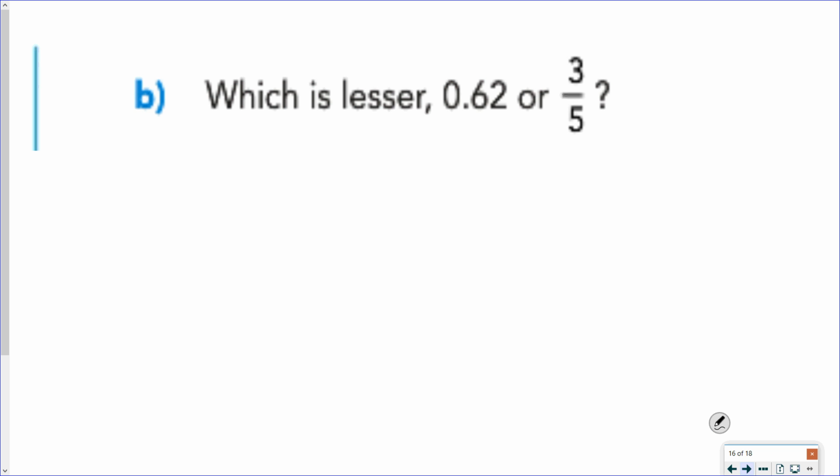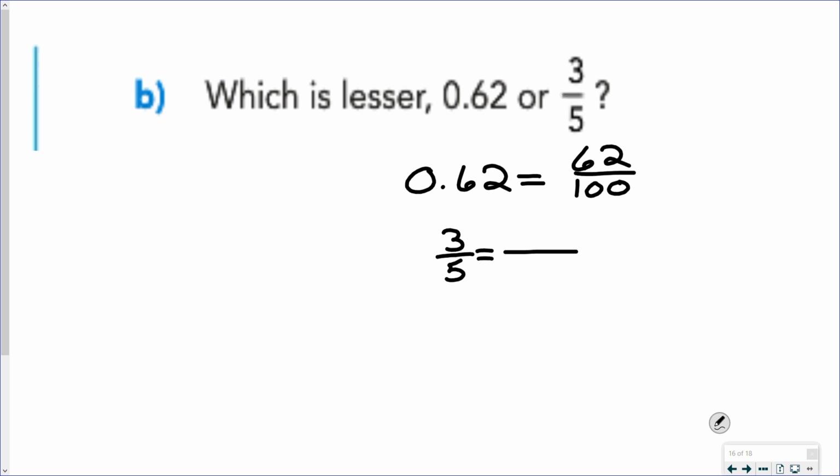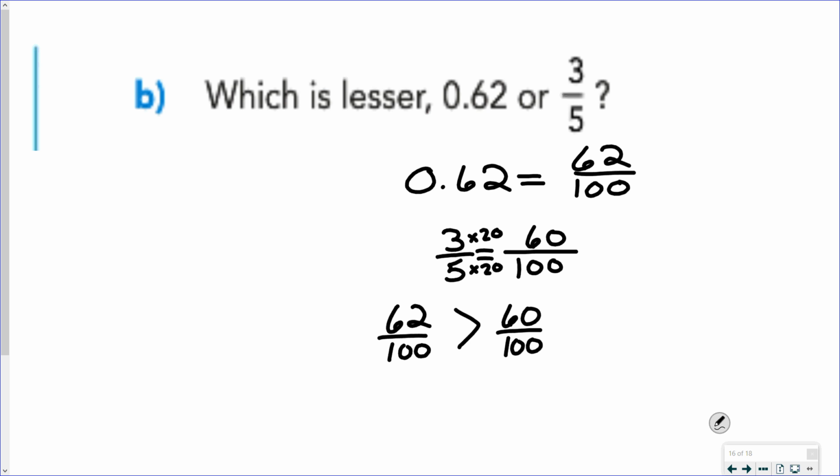Which is lesser, 62 hundredths or 3/5? So in this case, we can figure out that 62 hundredths as a fraction is 62 over 100. We find a common denominator. A good common denominator of 5 and 100 is 100. So we would take 5 times 20 to get 100. So we take 3 times 20 to get 60. So 62 hundredths compared to 60 hundredths. 62 hundredths is greater than 60 hundredths. So therefore, 3/5 is lesser.